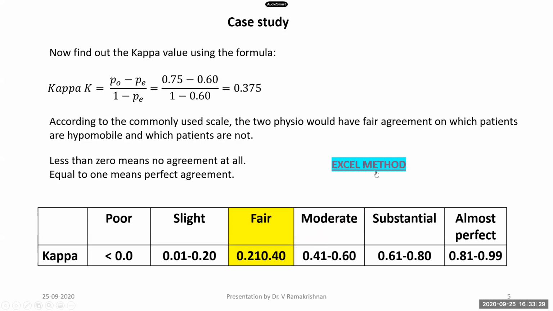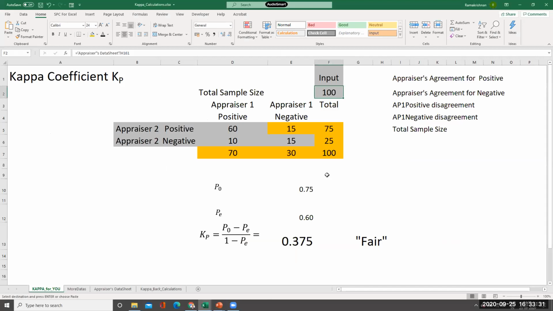What we will do is go to Excel and see here. This is the case, the total here is 100. Appraiser 2 says positive for 60, and appraiser 1 also says positive for the same 60. Appraiser 2 says negative for 15, and appraiser 1 also says negative for the same 15. So 60 plus 15 is 75 by 100, 0.75.